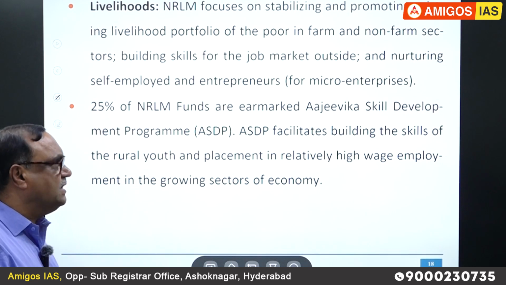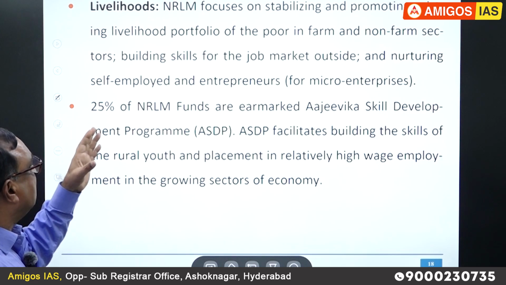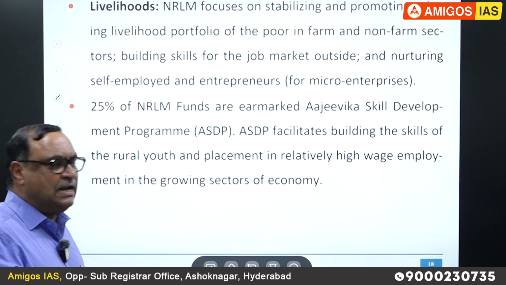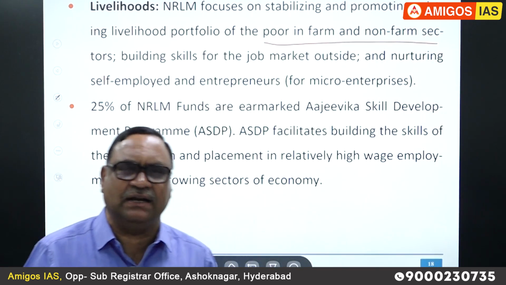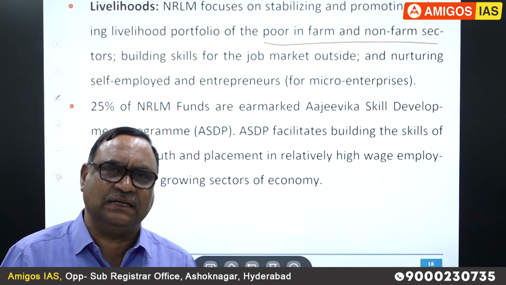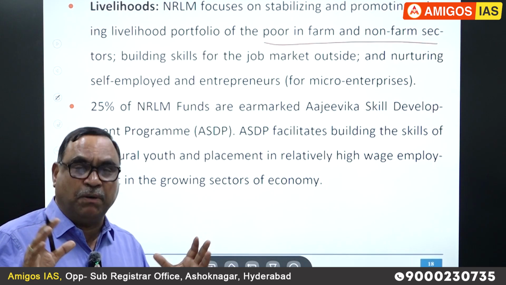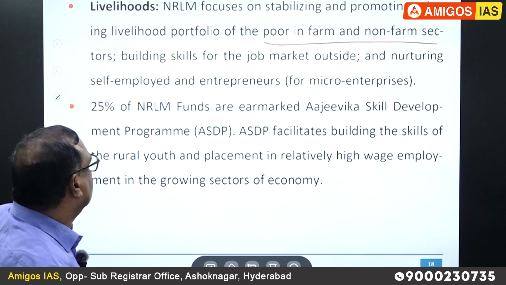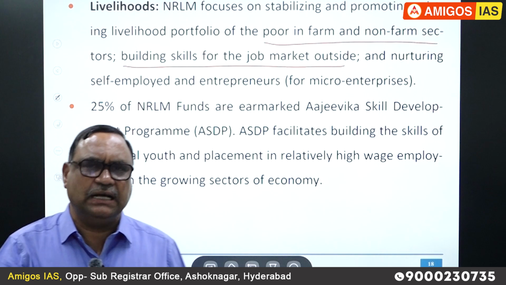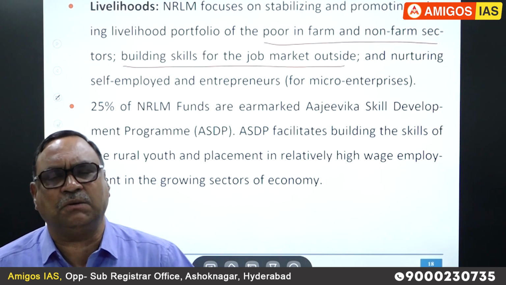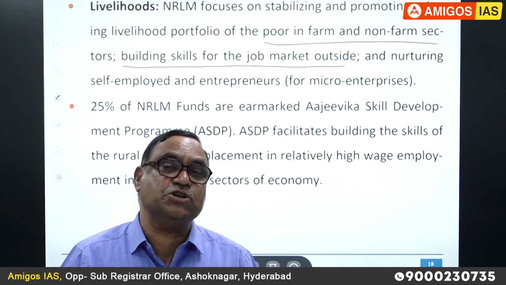Again, I would like to repeat this point, that NRLM focuses on stabilizing and promoting existing livelihood portfolio of the poor in farm and non-farm sector. That means whatever the livelihoods they are deriving in a farm sector or non-farm sector will be further stabilized to have sustainable livelihood opportunities. Then apart from that, building skills for the job market. Under this scheme, especially the rural unemployed youth are provided vocational skills to get an employment in the job market.